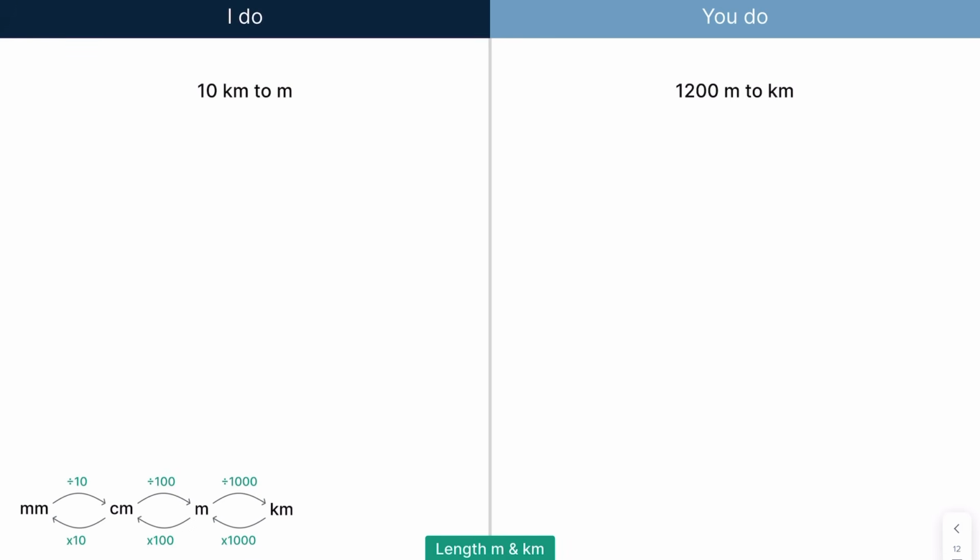So here we've been asked to go from a kilometer to meters. So to go this way, from kilometers to meters, we times by 1000, so that becomes 10,000 meters. However, on this side, we are going from, hopefully, you have pressed pause now to go at this, by the way. We are going from meters to kilometers. So meters to kilometers, we are going this way. So we are dividing by 1000, so that becomes 1.2 kilometers.